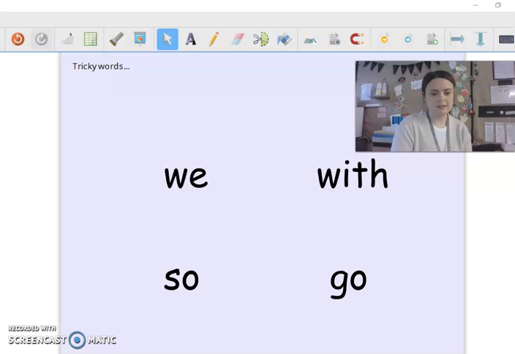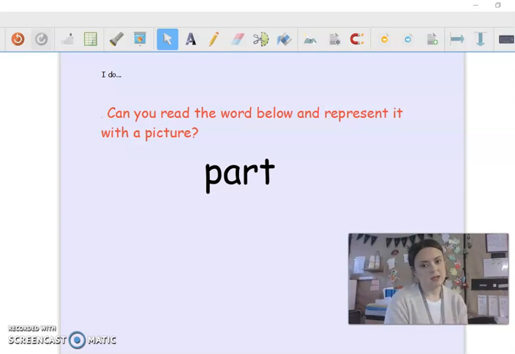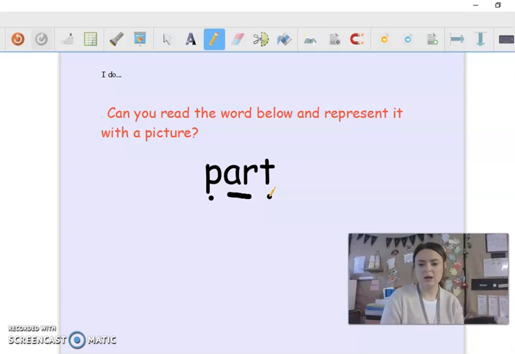For today's activity, we are going to be reading a word that you can see on the screen, and this time we're going to represent it with a picture. This shows our understanding of the word in front of us. I'll show you an example. I'm going to use my sound buttons to help me. So I've got p-ar-t, part. Let's try that with my phonics hands. P-ar-t, part. Now I need to think of something I can draw to represent part.